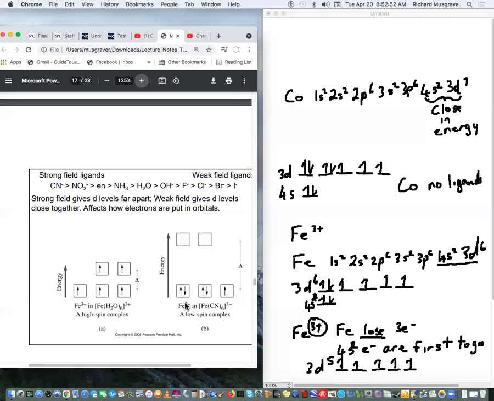So when we put the electrons in, it goes like this: 1, 2, 3, 4, and 5. That's because these are so high up that the extra electrons actually fill the bottom part of the d's rather than going into the top. Now, when the energy difference is small, it's almost like these are in a straight line. So we put one in each.